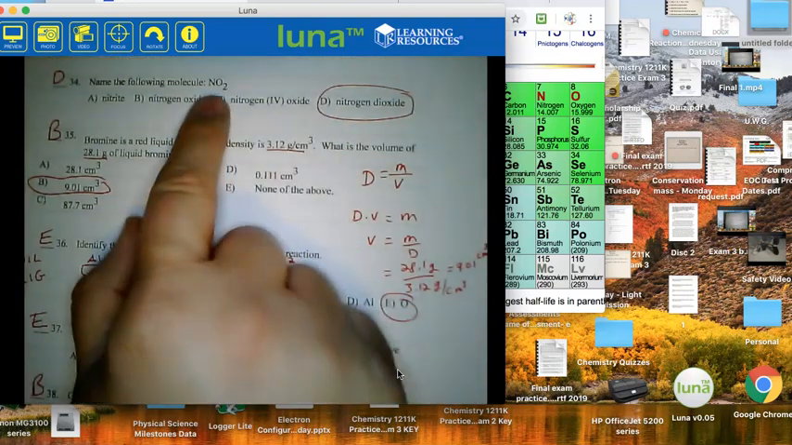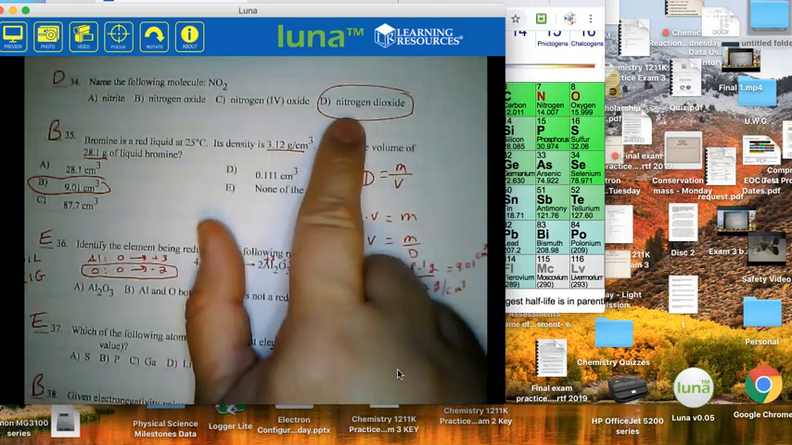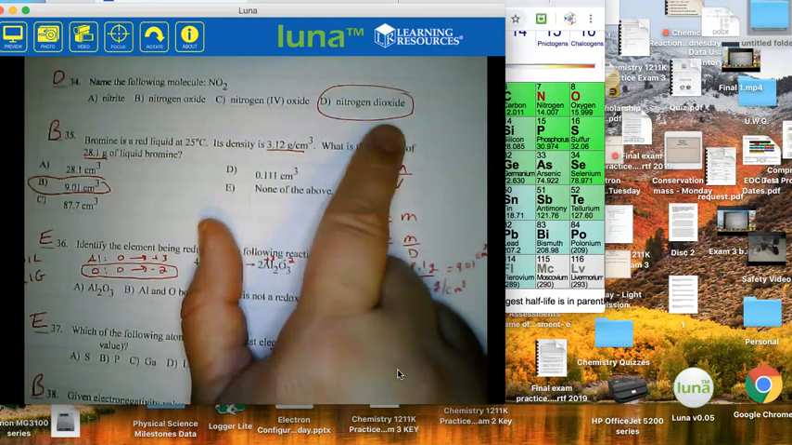Because nitrogen, there's only one there, you don't have to use a prefix, and that's only when it's the first element. If there's only one and it's the second element, you have to include the prefix mono.